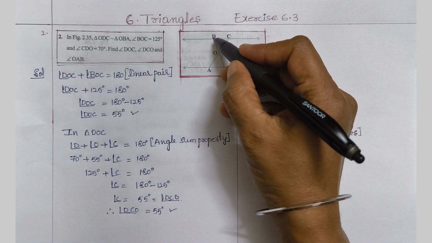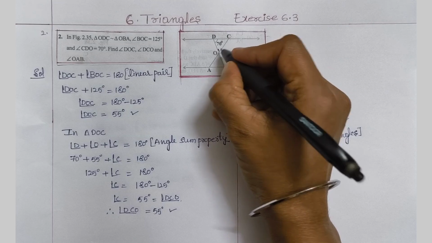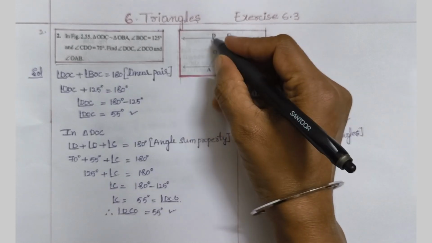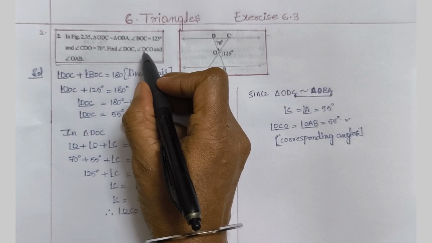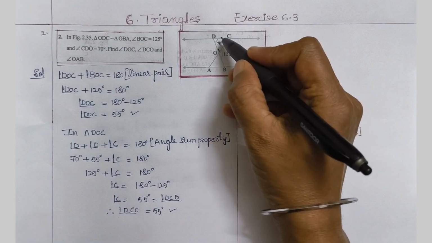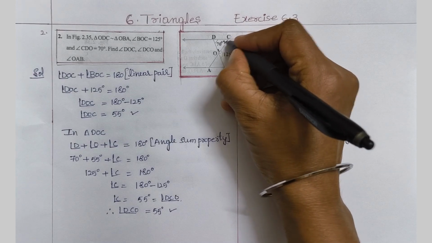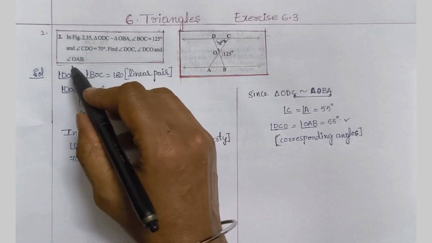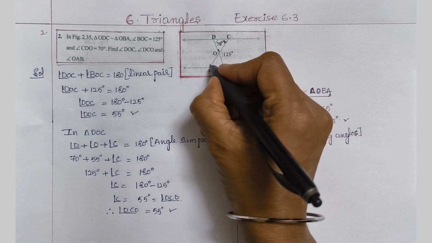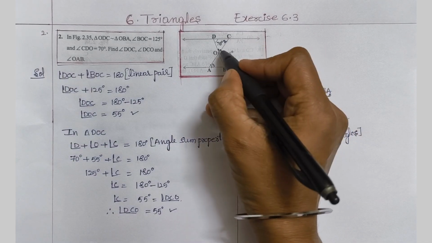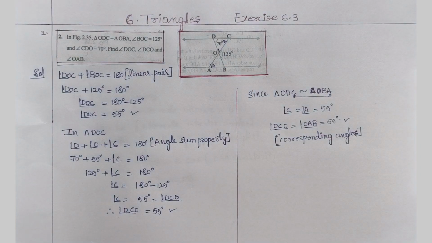Where is the C? DOC. So this angle we have to find. Here I am naming it 1. This angle DOC we have to find. Next we will find angle DCO. This angle we have to find, and I am writing it as 2. Next, angle OAB. We will find this angle too, and I am writing it as 3. These 3 angles we have to find.